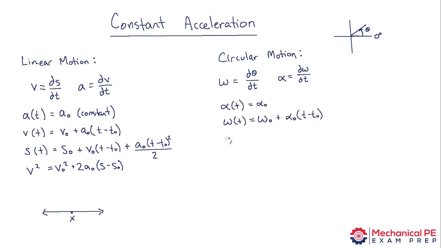And then we have the angular position, theta, as a function of time. It is the initial angular position, theta sub 0, plus the initial angular velocity, omega sub 0, times the change in time, t minus t0, plus the constant angular acceleration, alpha sub 0, times t minus t sub 0 squared over 2.